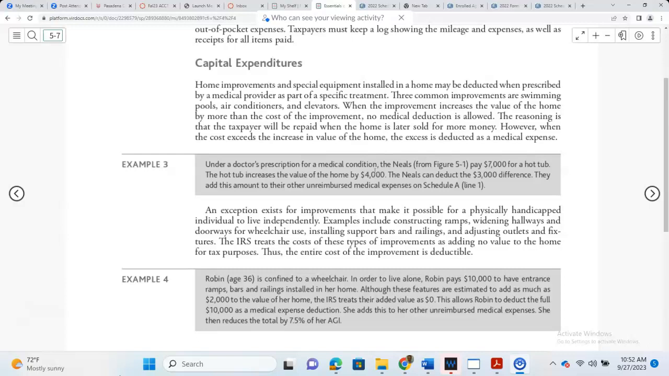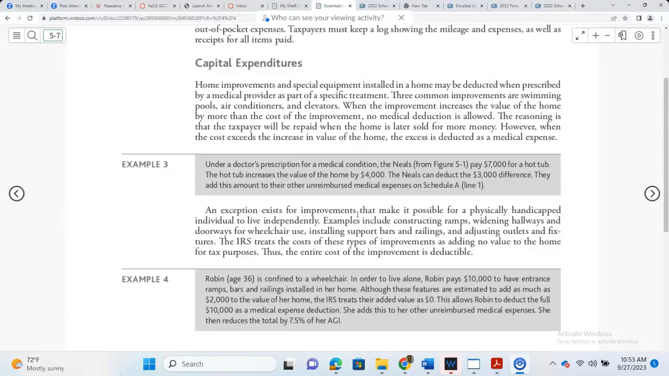But again, it's going to help you if your AGI is not satisfied. 7.5% doesn't matter, right? So at the end of the day, I don't see any way you can put this over there, because you're not going to reach that 7.5% anyway.